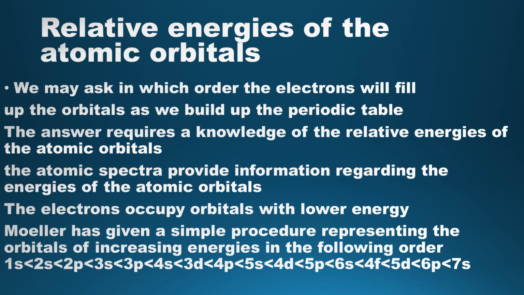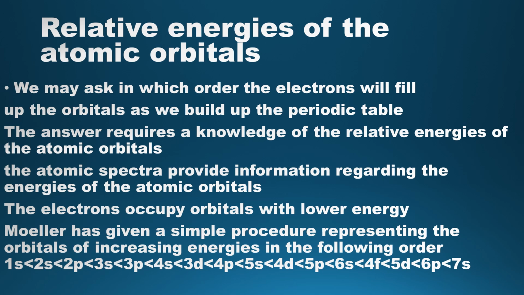Relative energies of the atomic orbitals. In the previous section, we learned about stationary states, quantum numbers and atomic orbitals. We may ask in which order the electrons will fill up the orbitals as we build the periodic table. The answer requires a knowledge of the relative energies of the atomic orbitals. The atomic spectra provide information regarding the energies of the atomic orbitals.